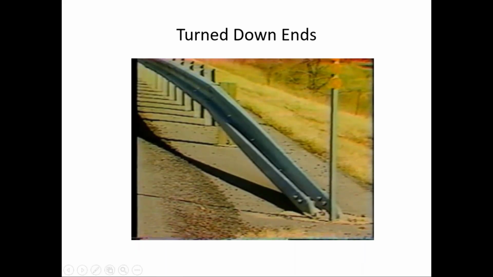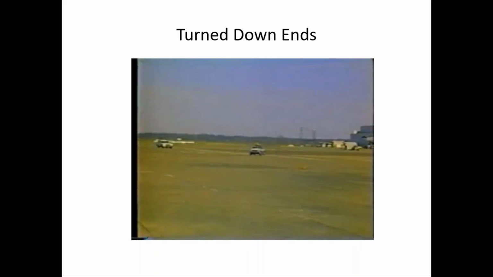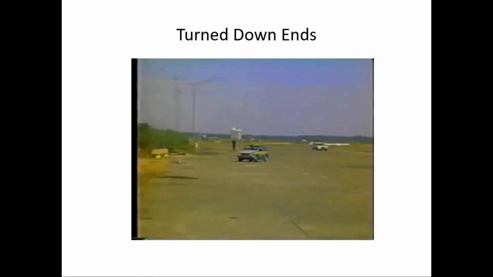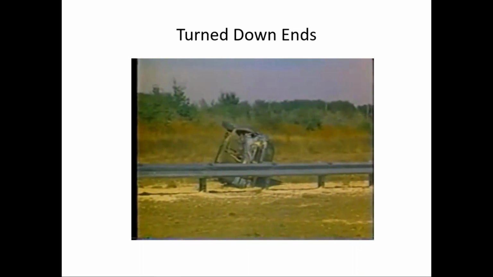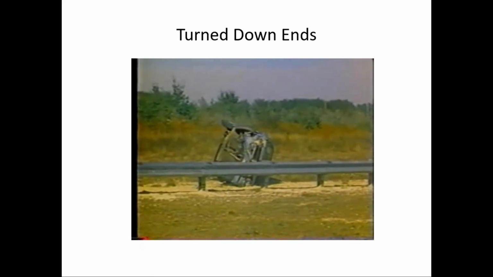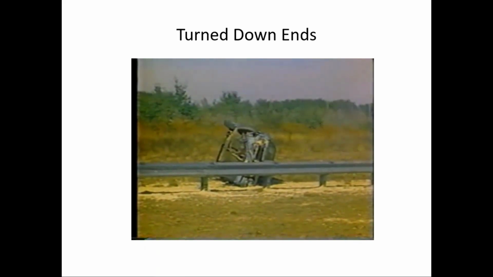Various designs of the twisted, turned down Texas twist and anchored. The narrator is saying this is turned down, or Texas twist is the other name given to it. But you'll see here what it does to a vehicle. It literally vaults the vehicle into the air. They roll over maybe multiple times, like you see here. So these types of end treatments should no longer be used.